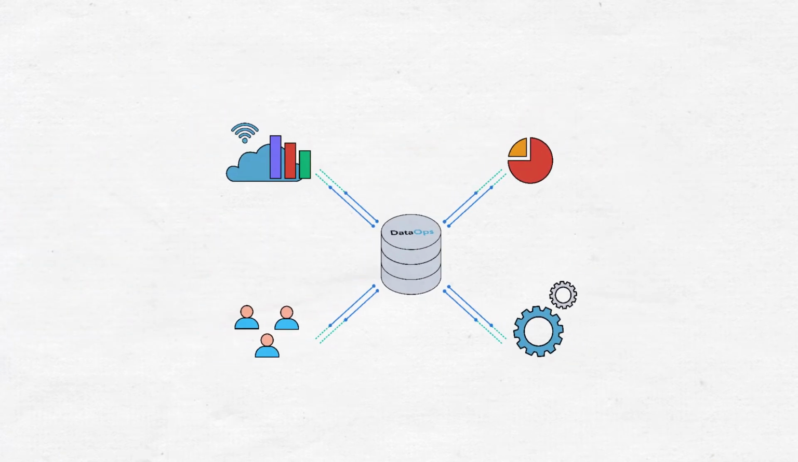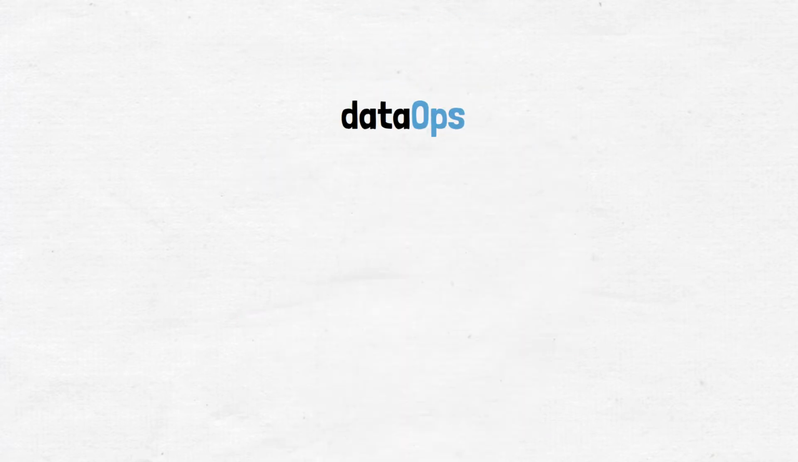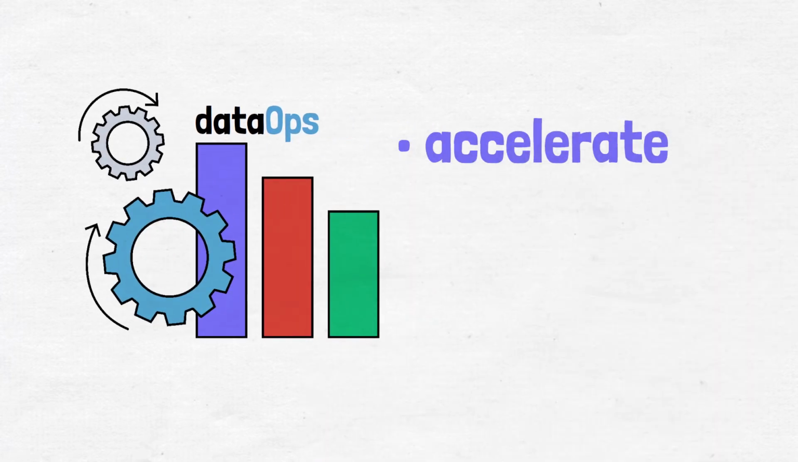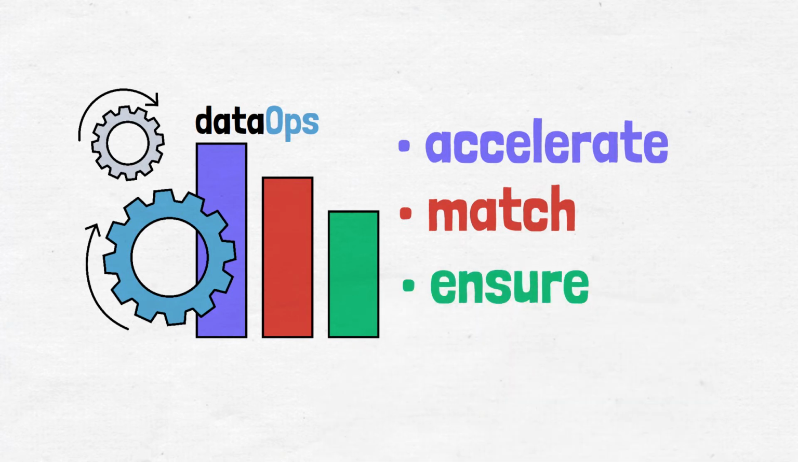Using DataOps gives you access to insights from data assets faster. It involves collaborative data flows and the continuous use of data across an organization. DataOps emerged to solve three key problems: to accelerate the time to insight from the data, to match the right data with the right parties, and to ensure end-to-end data security at each process in the data value chain.